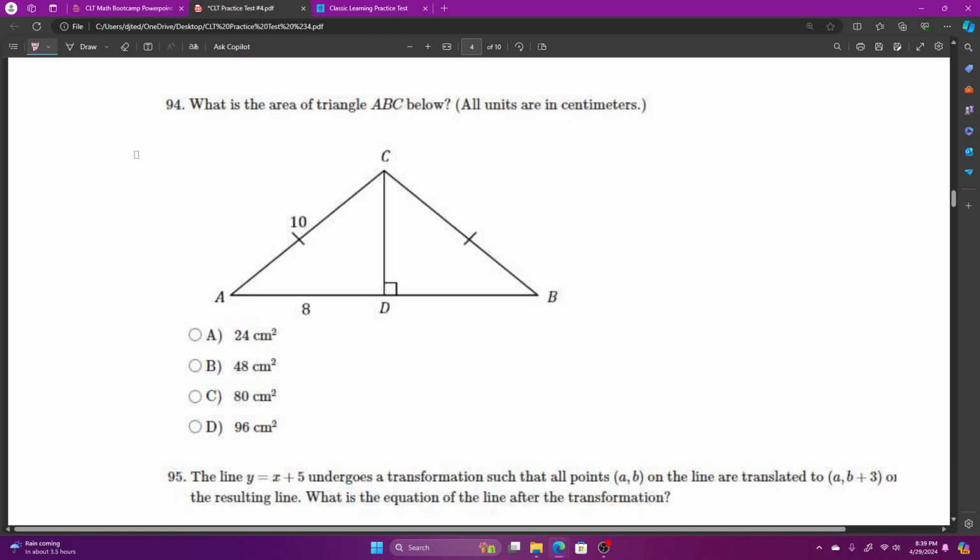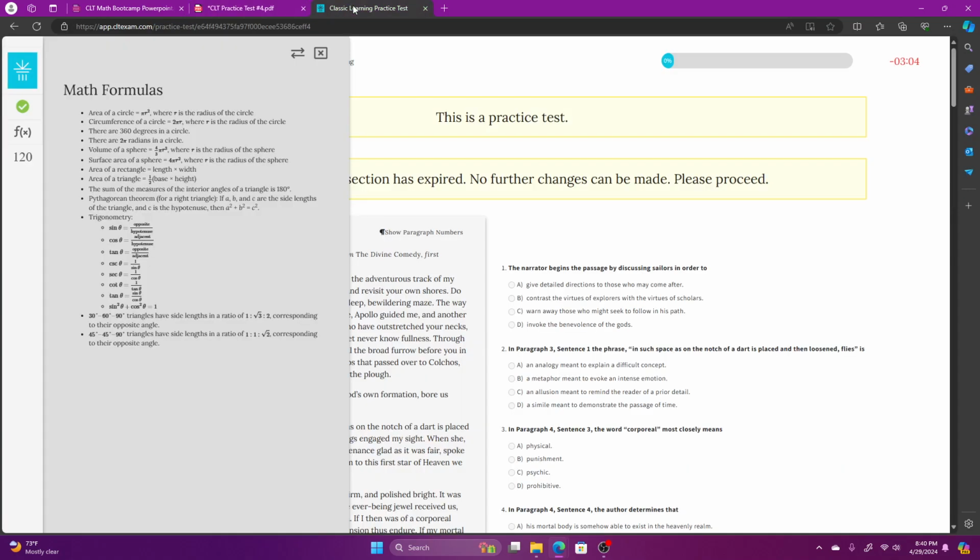Number 94. What is the area of triangle A, B, C below? So we want the area of triangle A to B to C, so the whole thing. And how do you find the area of a triangle if you don't have the formula memorized? It is on the reference sheet. So if we look here, area of a triangle equals 1/2 times base times height.